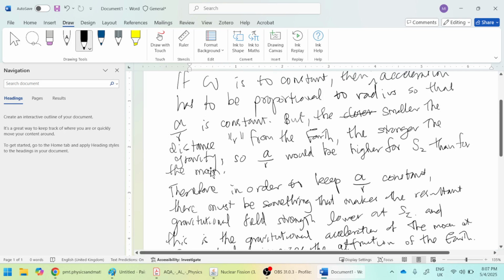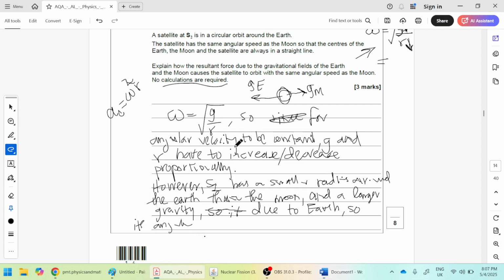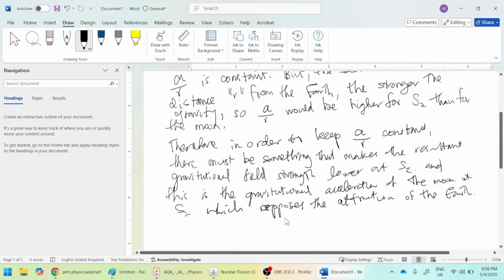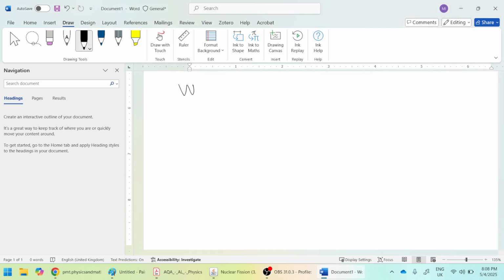Right? I'm going to switch back to this software over here. I think I'll write in Microsoft Word. Okay, the electric potential at a point in the electric field is... So a lot of you said that, yeah, it's the work done per unit charge. I'm going to switch back to Word. So a lot of you said it's the work done per unit charge. That was, I think, 1 mark.